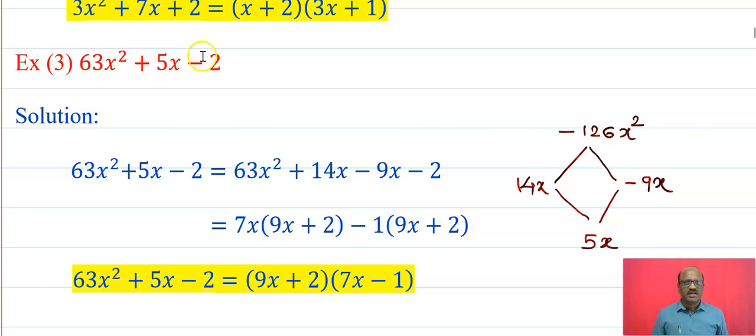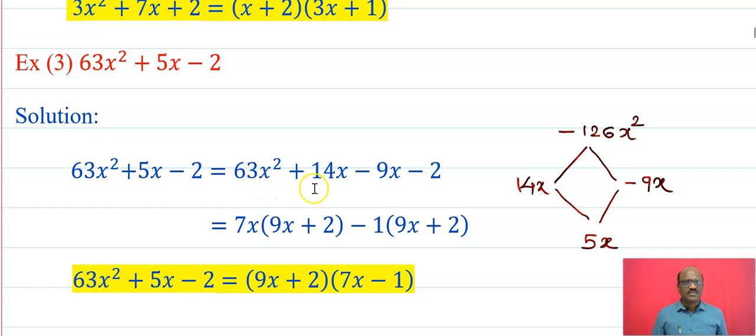Multiply the first term and last term. That is 63x square into minus 2 is minus 126x square, and the middle term is 5x. Now we'll find out the two terms such that whose product is minus 126x square and the sum is 5x. The terms are 14x and minus 9x. 14 minus 9, that is 5x, and 14x into minus 9x, that is minus 126x square. Therefore, in the place of 5x, we replace the terms. 5x च्या जागी आपण काय लिहिणार? 14x minus 9x.